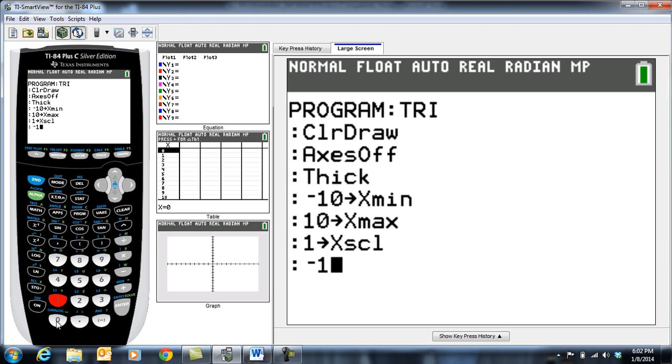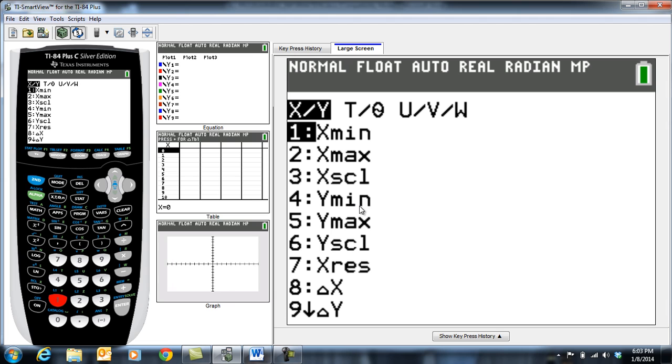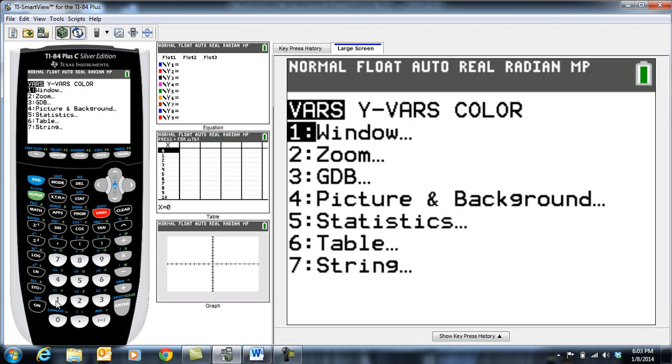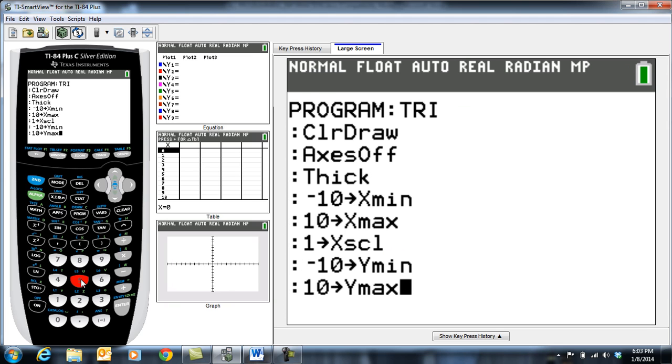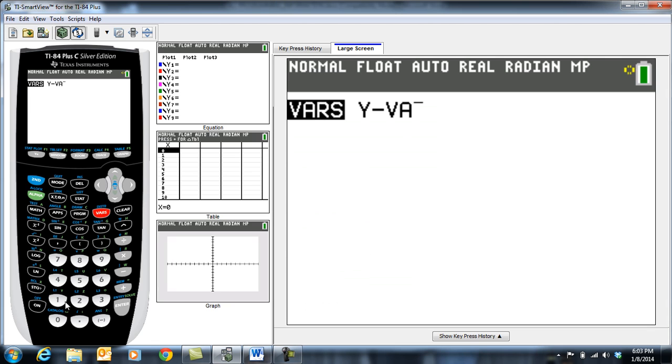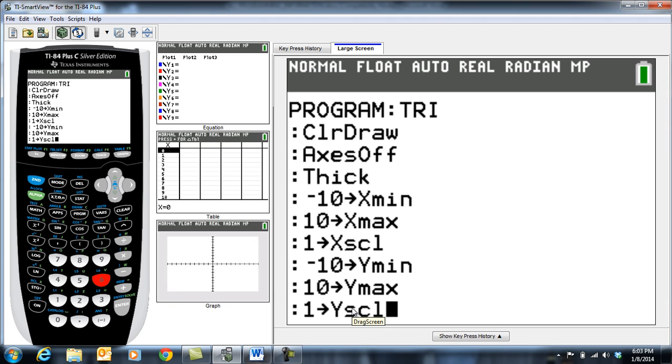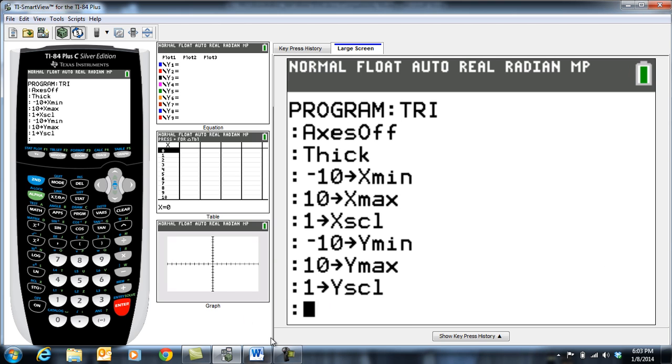Now we've got to do the y values. We want the y values to go from negative 10, store, VARS, window. This time we want the y minimum, number 4. Our y max is 10, store, VARS, 1. Ymax is number 5. And then our scale, 1, store, VARS, window. Yscl is number 6. We've set our window. That's now going to make our graph a 10 by 10 window, so it will see everything from negative 10 to positive 10 in both directions. And the scale, it'll count by ones as it graphs. So hit enter, we're going to do our next command.